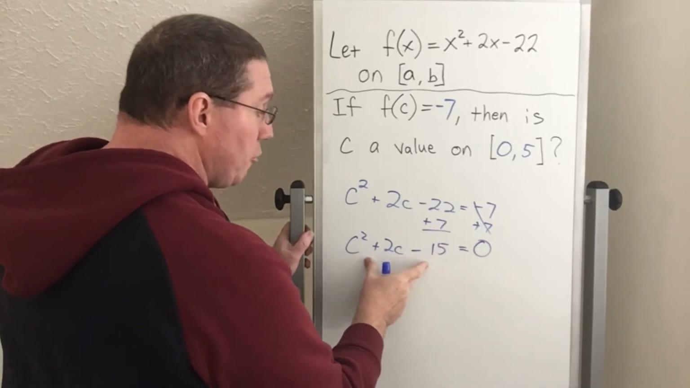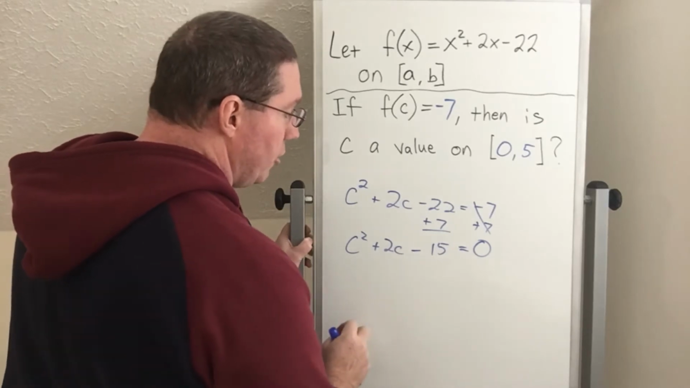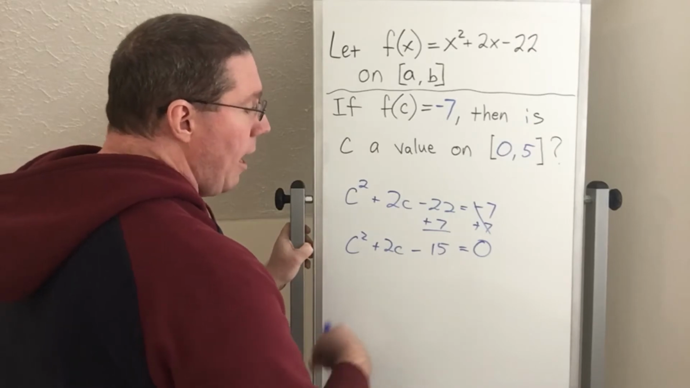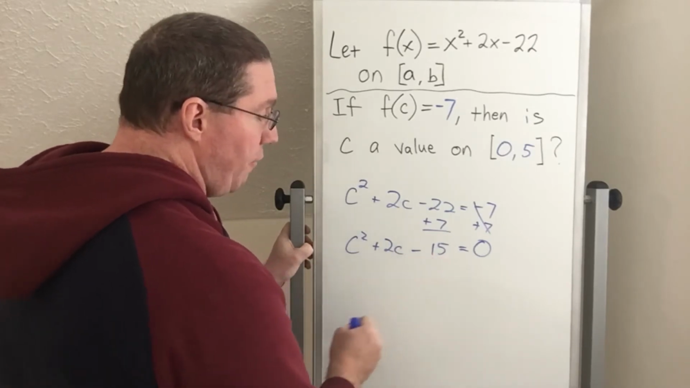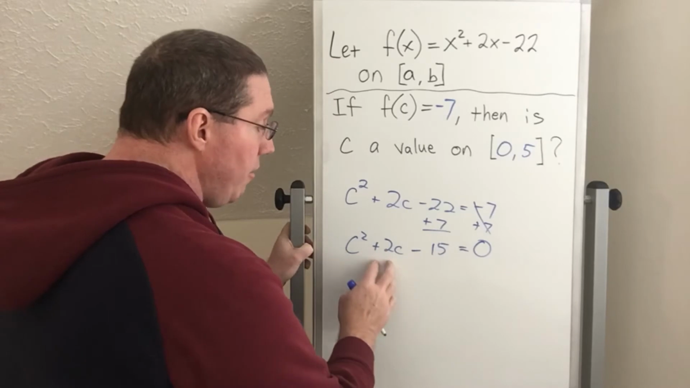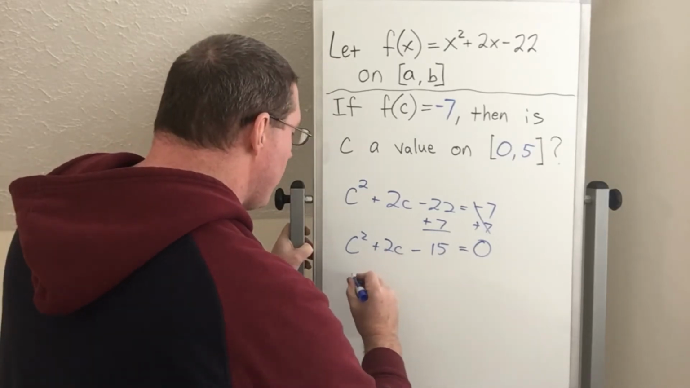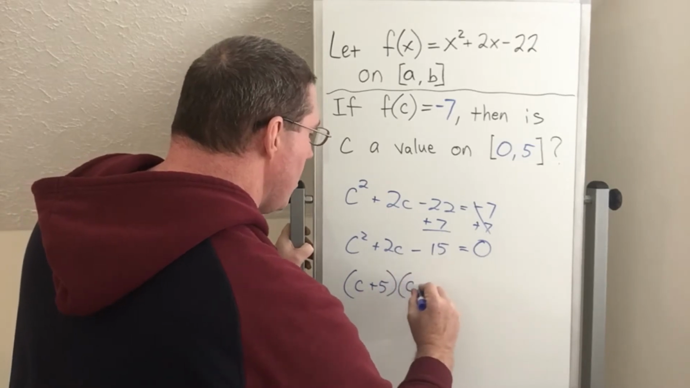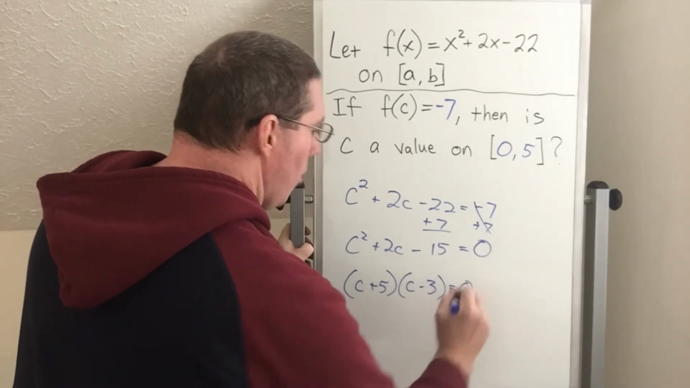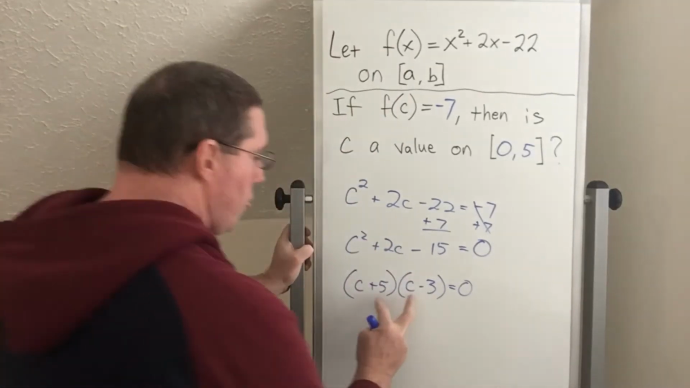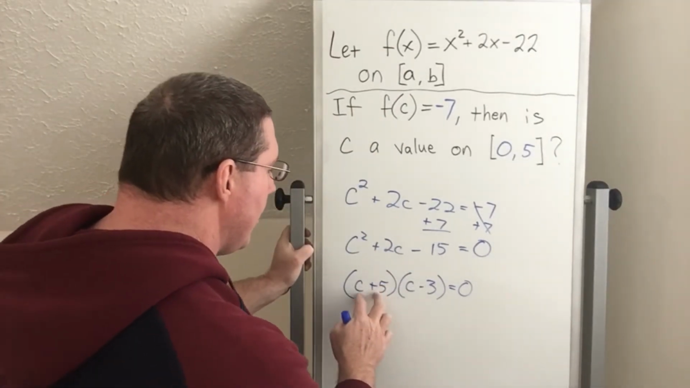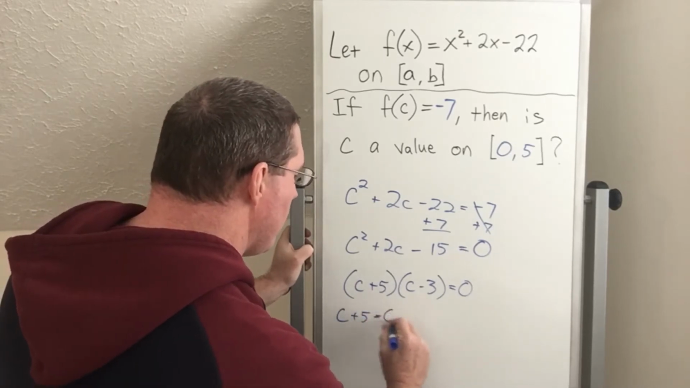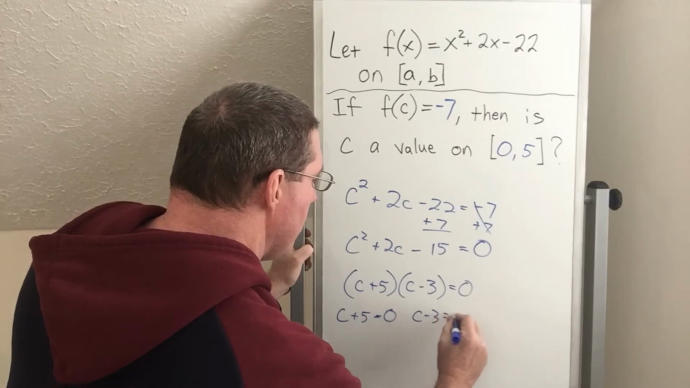Now, this is factorable. This is a product-sum factoring situation. There are two numbers that when you add them together, you get +2, and when you multiply them together, you get -15. Those numbers are +5 and -3. So we're going to set this up as c plus 5 times c minus 3 is equal to 0. And you may recall that in order to solve this kind of a quadratic, we have to set each one of these equal to 0 and solve. So we're going to do c plus 5 is equal to 0, and c minus 3 is equal to 0.